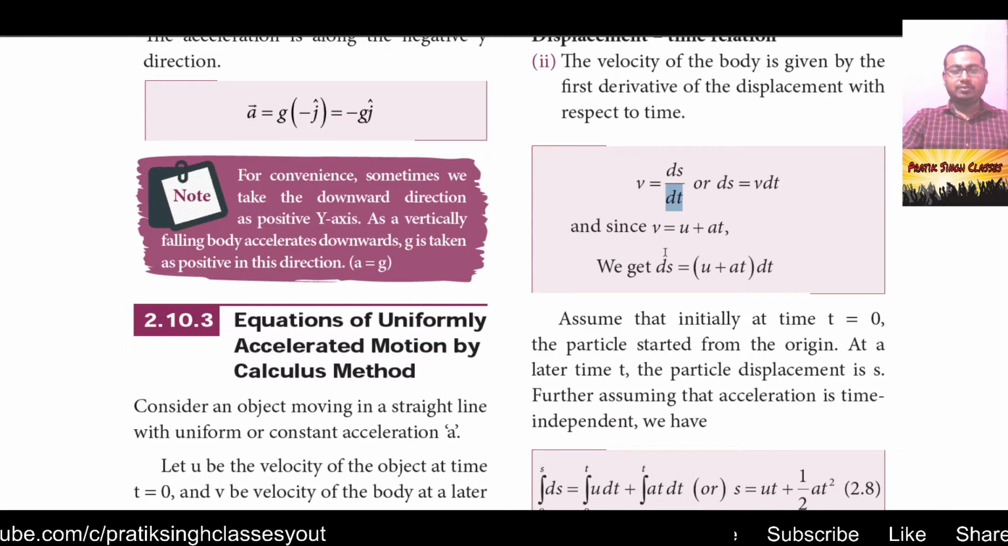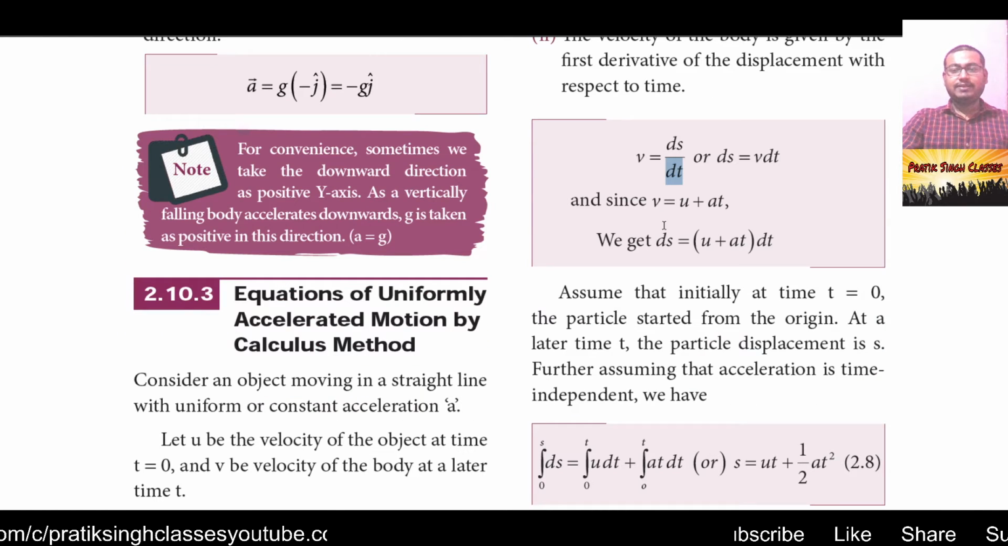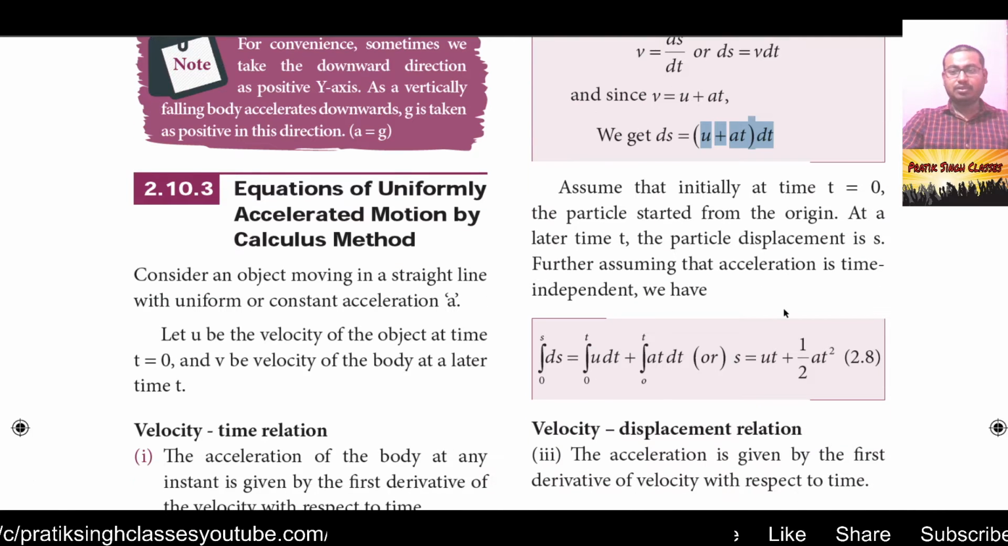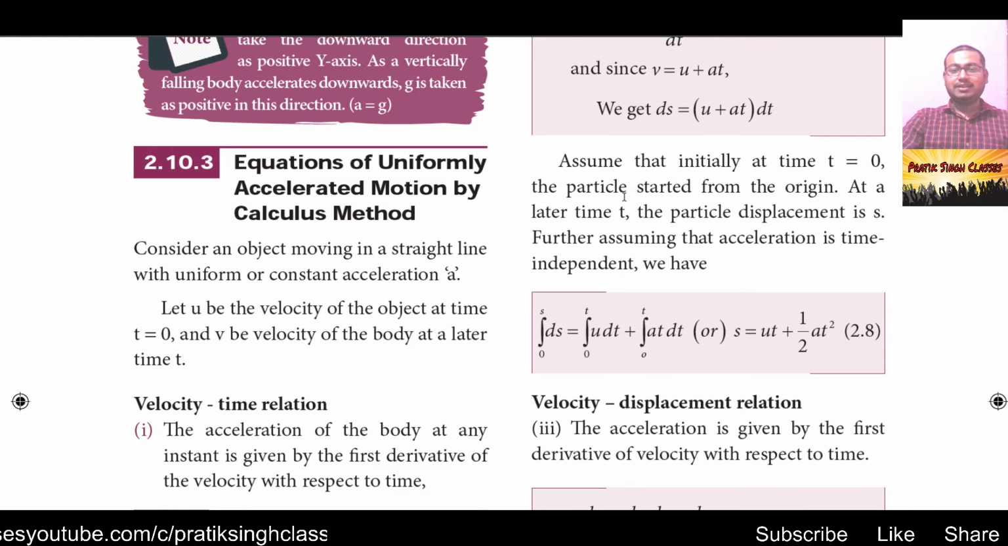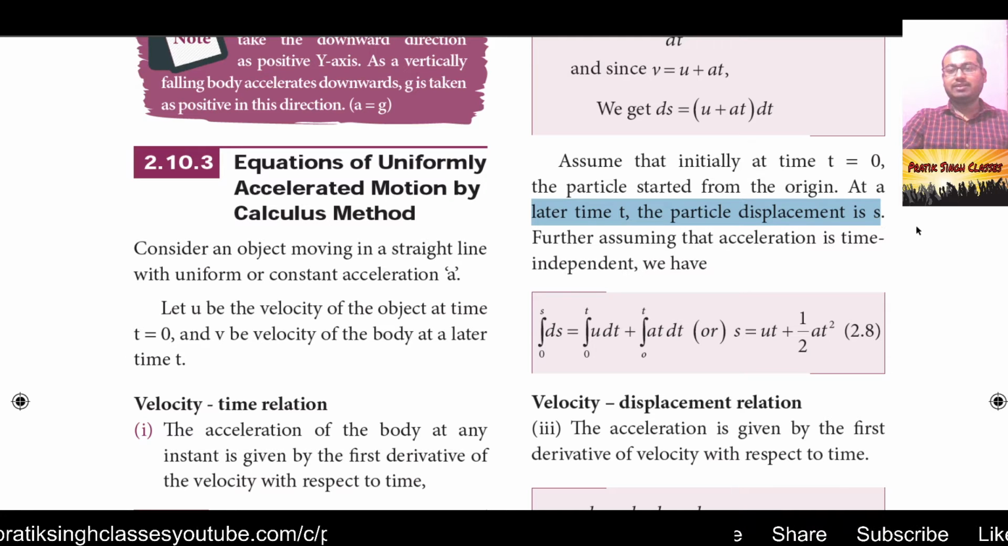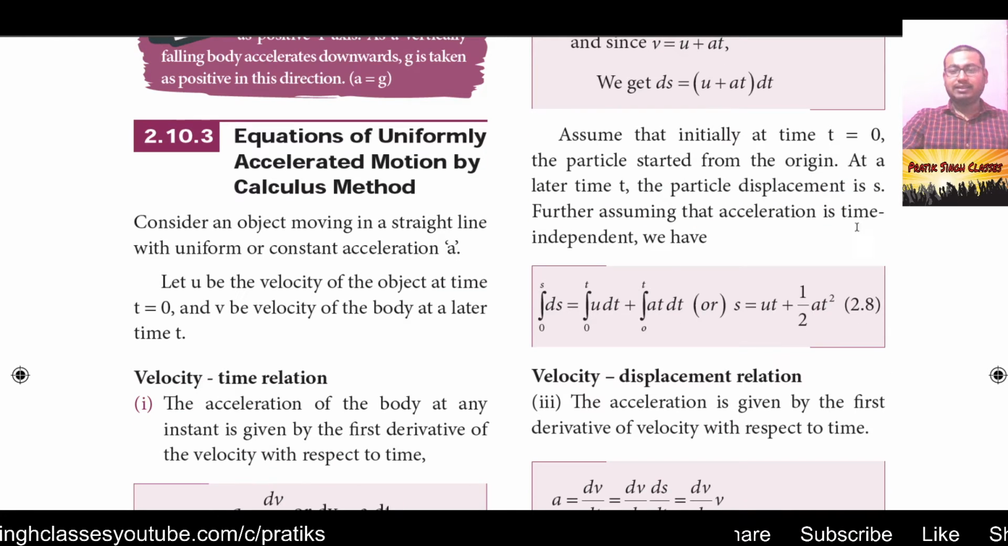We know from the previous equation that v is equal to u plus at. So in place of v, we can write u plus at. So we will get ds is equal to u plus at into dt. Now suppose the object had started moving when time t is equal to 0. That means the object had started moving from the origin. At a later time t, the particle displacement is s, meaning after some time the displacement of the object is s.